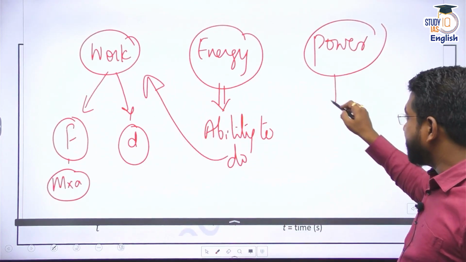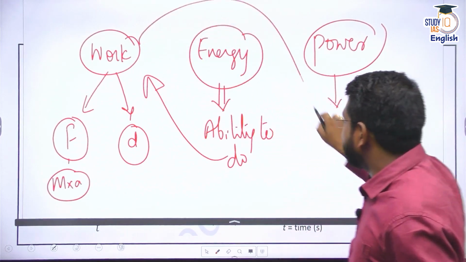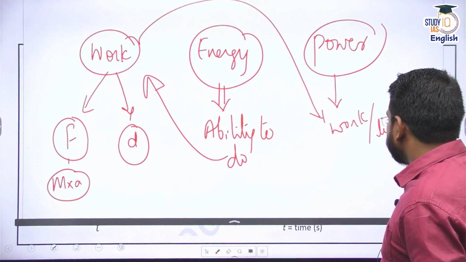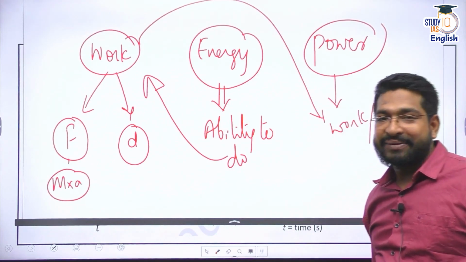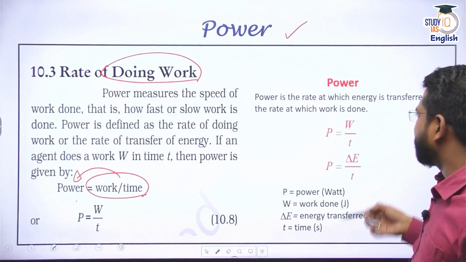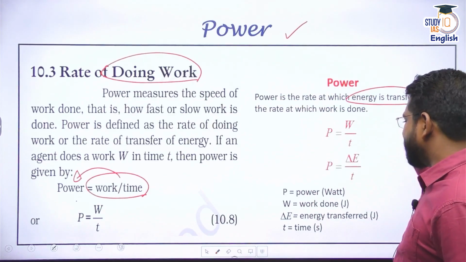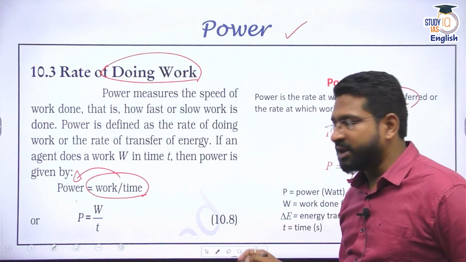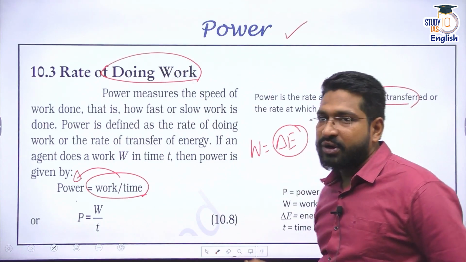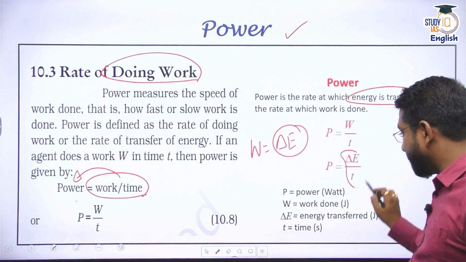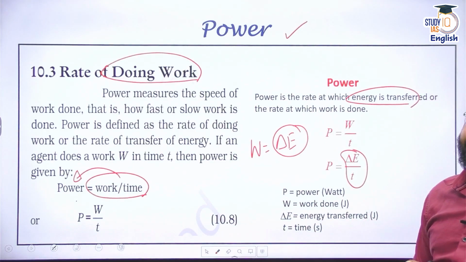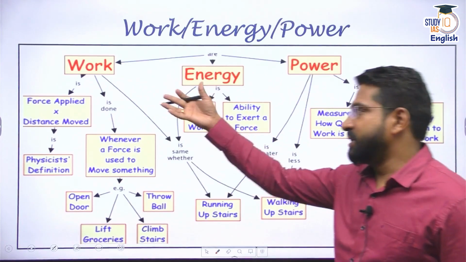And power is this work that you do in your unit time. That's the basic idea. All right. So power is the rate of doing work, or the rate at which energy is transferred, because we established the same thing, that work done is equal to the rate of change of energy. Now if we use the rate of change of energy in the equation, then power is also equal to the rate of change of energy per unit time. All right. So this is the basic connection.